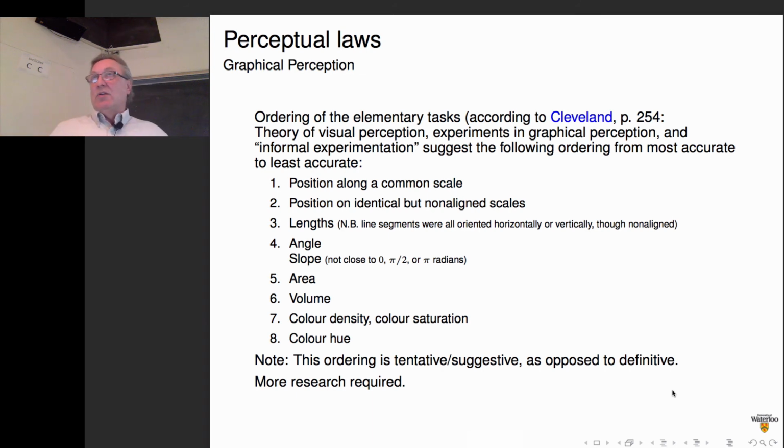They also looked at color density, color saturation, that's way down there, and color hue. So as we might expect from what we've seen before, that's going to be the least valuable way of encoding the number in a way that we can decode it easily. But of course, this is all experimental research. There hasn't been much done in this in the time since then, but that's the order that we're looking at.